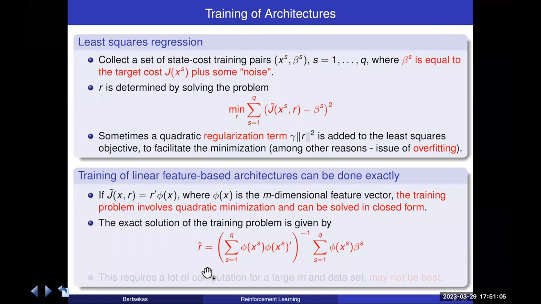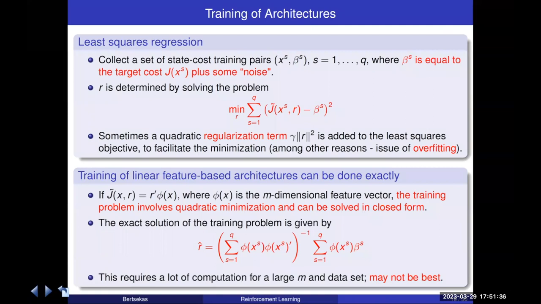The matrix here may be singular in some problems, or close to singular. The inversion itself may also be difficult. So this involves a lot of computation and inversion of potentially gigantic and potentially ill-conditioned matrices. So this may not work in practice. It may work for some problems, but not for others.